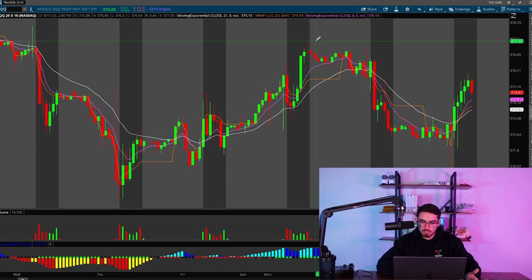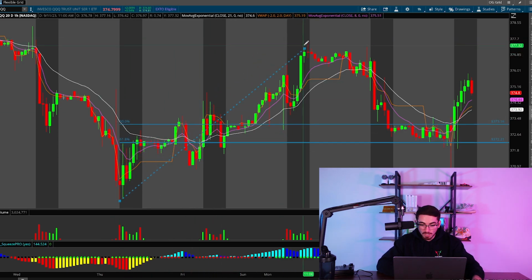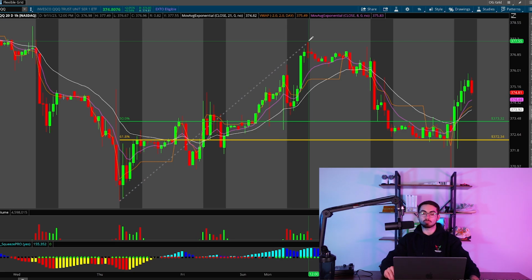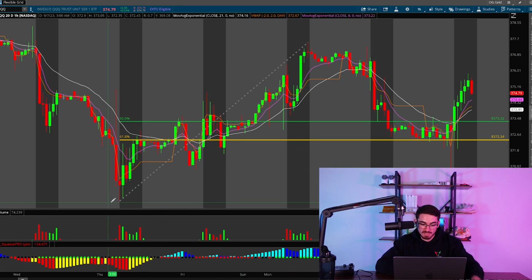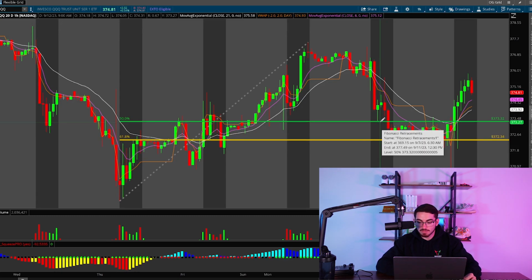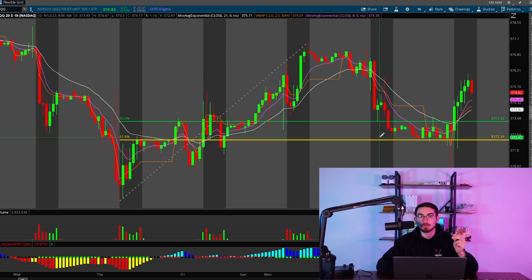If we look at QQQ, and I go live on my YouTube every single morning and give these levels to you guys for free, as you can see, we have this low point right here of an impulse move, and then we have this high point right here for an impulse move. So what I did was I took this pivot low to pivot high, and I told everybody to watch 373.32 and 372.34 for a possible area for a bounce.